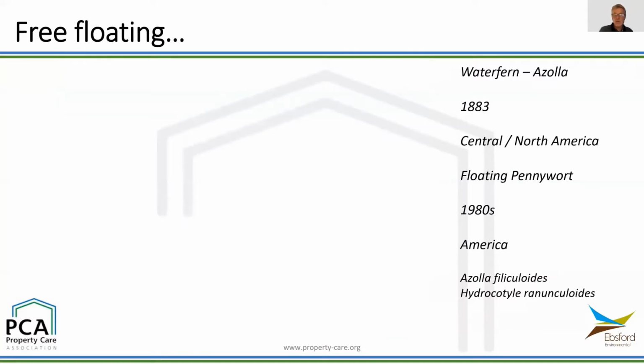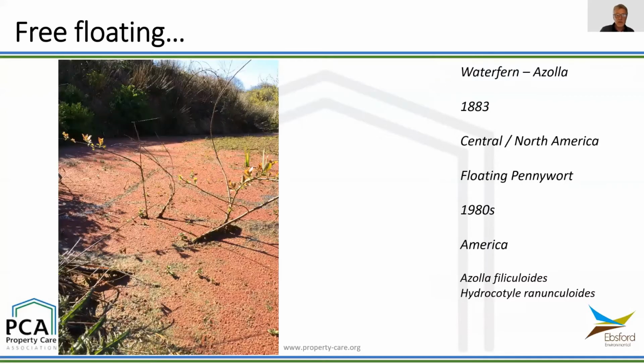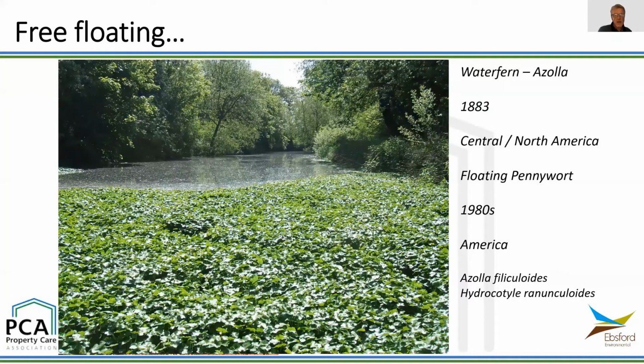Now, the other types of weeds that we've got are free floating. So this will be species such as water fern or Azolla, as a lot of people know it. Here we can see some Azolla covering a large pond. And we also have floating pennywort. Now, this was introduced again as a pond ornamental in the 1980s from the Americas. And this forms dense mats over large water bodies, rivers, etc.